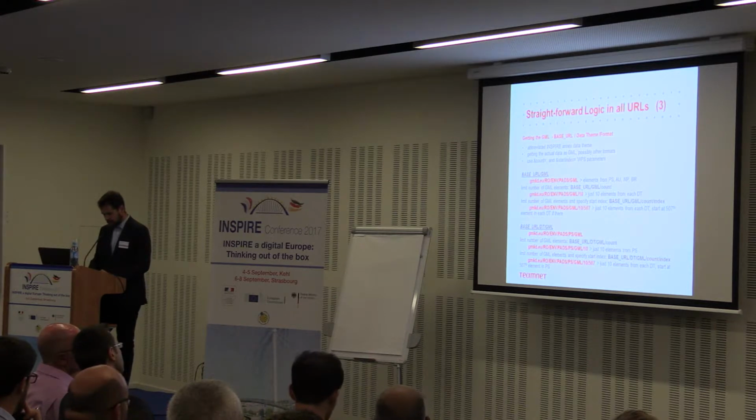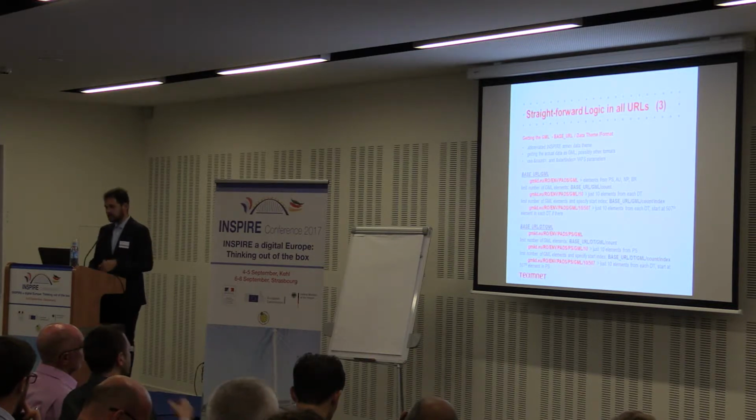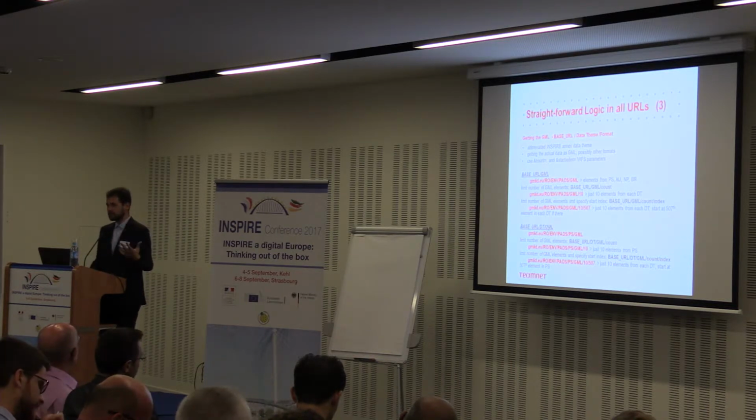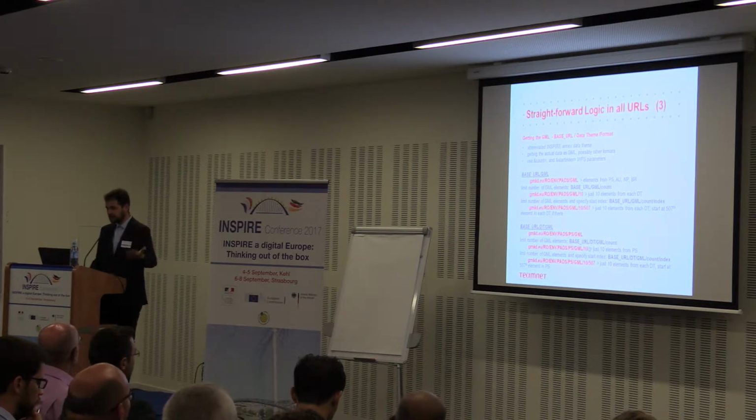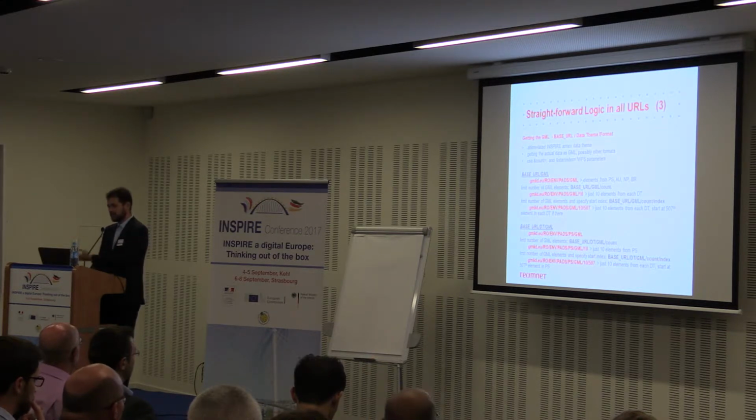If we want to go to a specific data theme, for example, in the protected areas dataset, we want to get all the protected sites, or just 10 of the protected sites. We just, after the dataset, add the data theme, and then we add GML, and then we add 10, and then we add so on and so forth.